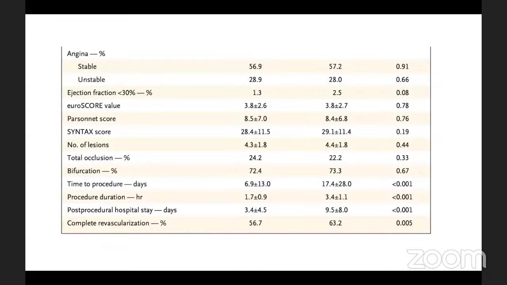Same here for what you expect may affect the outcomes, like ejection fraction, the SYNTAX score, and EuroSCORE, which indicate the complexity of the coronary artery disease. It also shows no significant difference. The only few significant differences between the two groups are the procedure duration and post-procedure hospital stay, which were significantly longer in coronary bypass surgery, which is expected. So it isn't considered to be a bias between the two groups.